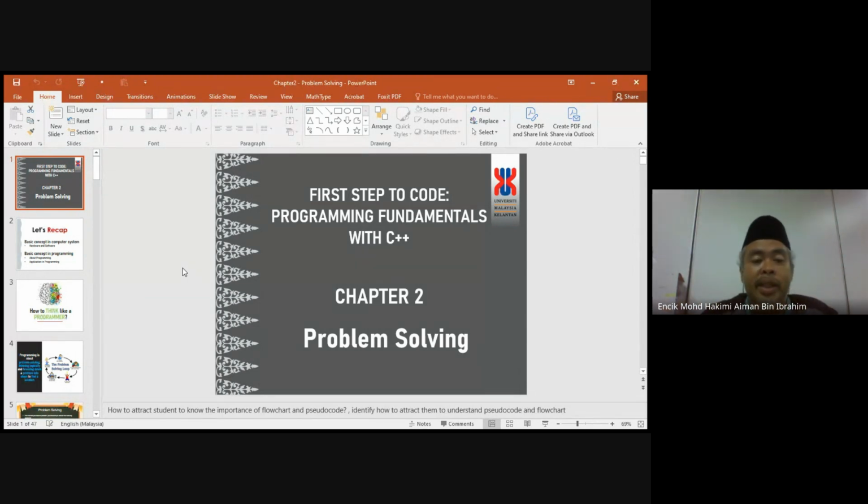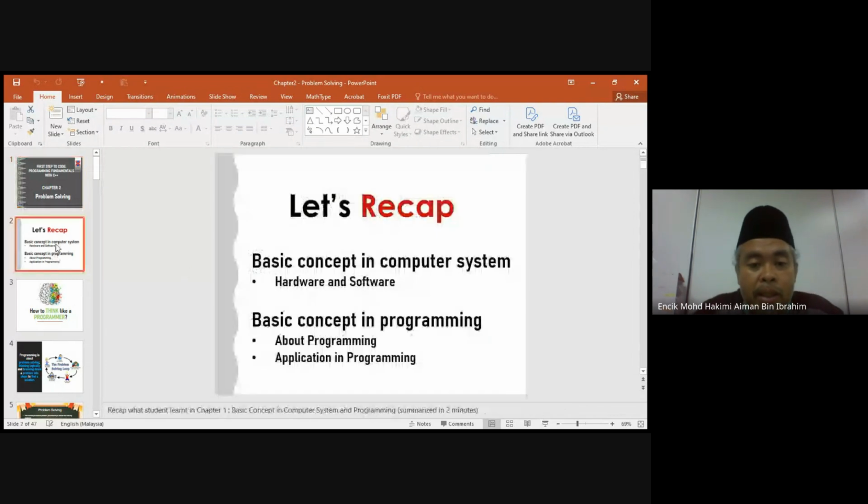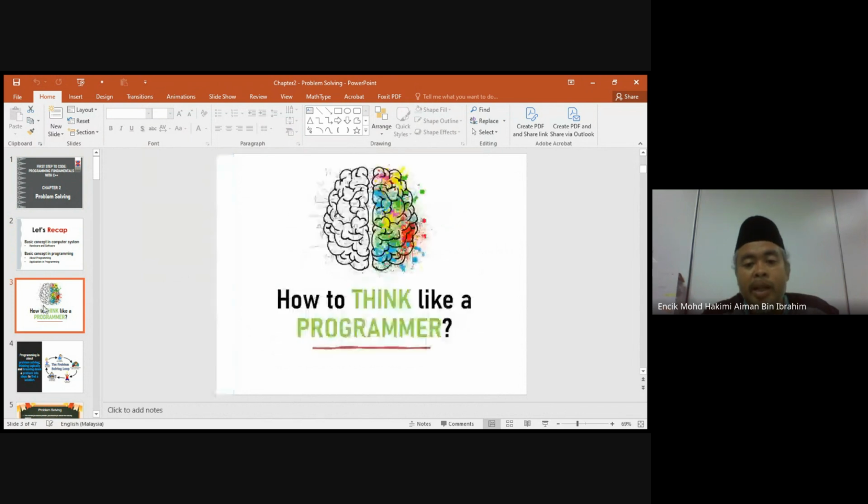Okay, recap, we learned about basic concepts, computer system, hardware and software, and also we learned about basic concepts in programming, types of programming. So, how to think like a programmer.